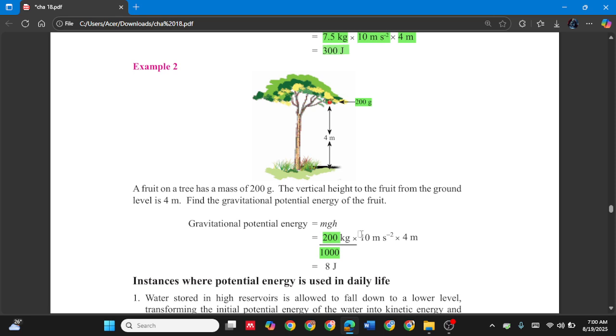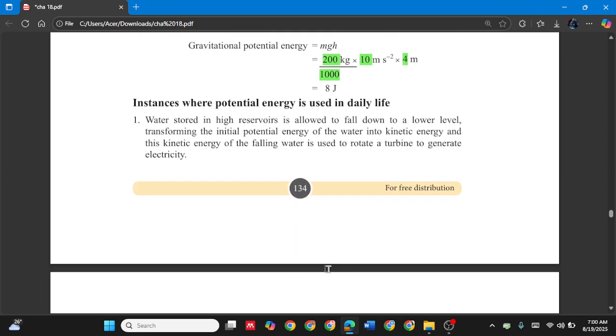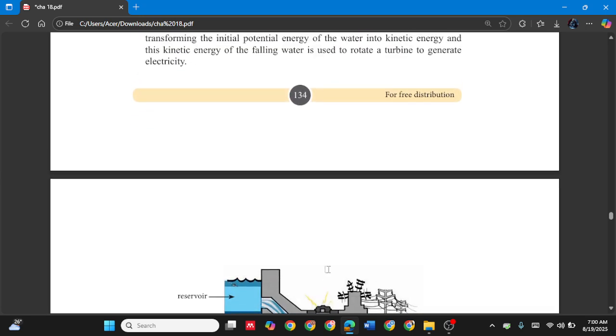ඊට පස්සේ kilogram වලට convert කරන්න අපි 1000 වලින් divide කරන්නේ. ඊට පස්සේ ඒක mg එකෙන් වැඩි කරනවා gravitational acceleration height එක 4. එතකොට 0.2 ඒක 10 වලින් වැඩි වුණාම 2 වෙනවා, 2 into 4 8 joule වෙනවා. Instances where potential energy is used in daily life.